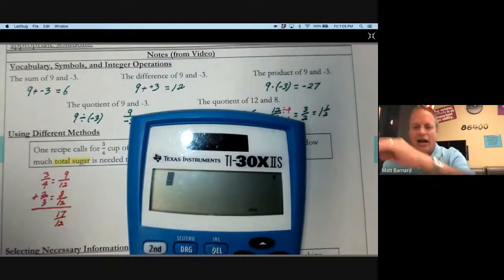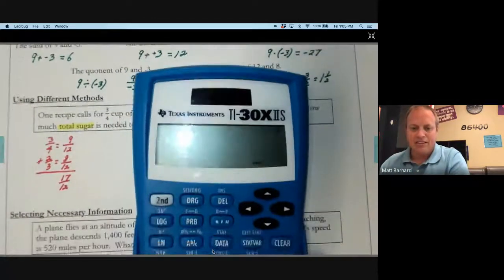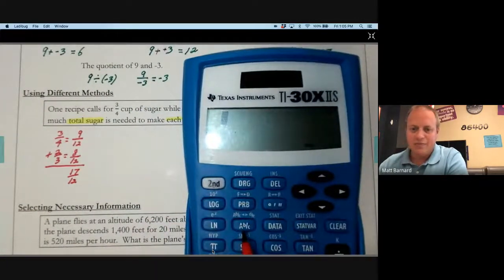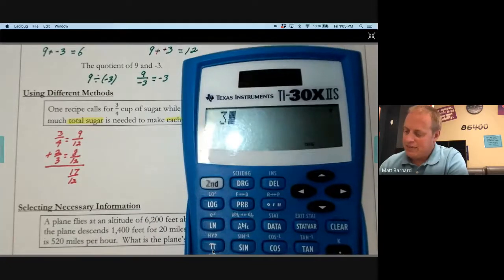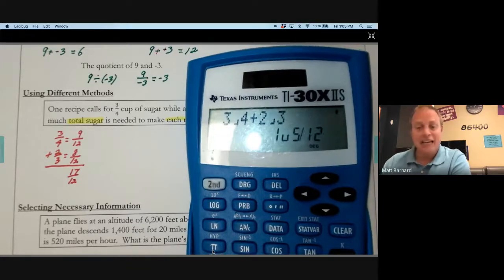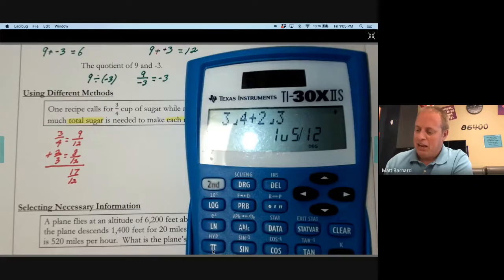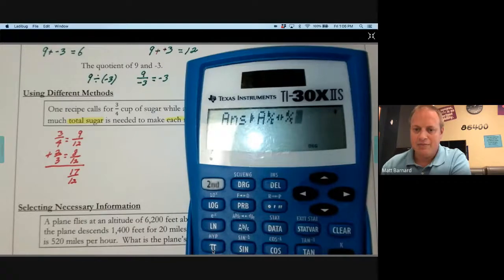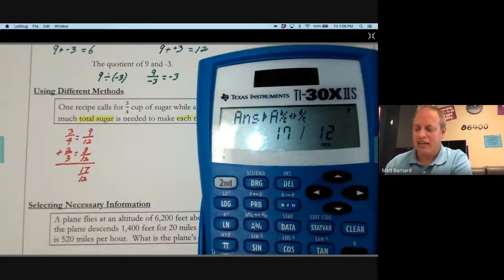So the way I could do it on my calculator is I could come down to find this fraction button. And it's right here. And so I could do 3, hit the fraction key, fourths, plus 2 fraction key thirds, and I get 1 5/12. Now, if you don't like the form of that, notice above this fraction key, I can change it back and forth. So if I hit the second button and that key, there's my 17/12 that I got.